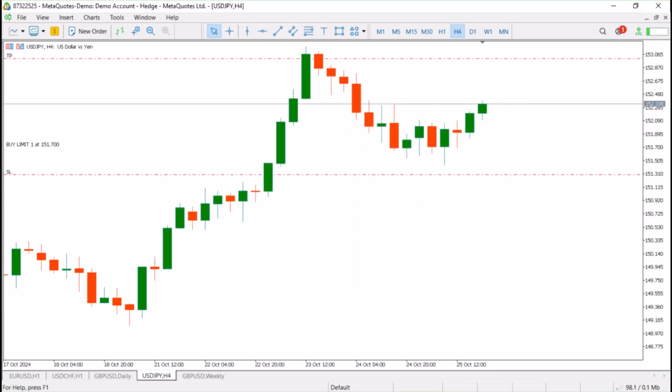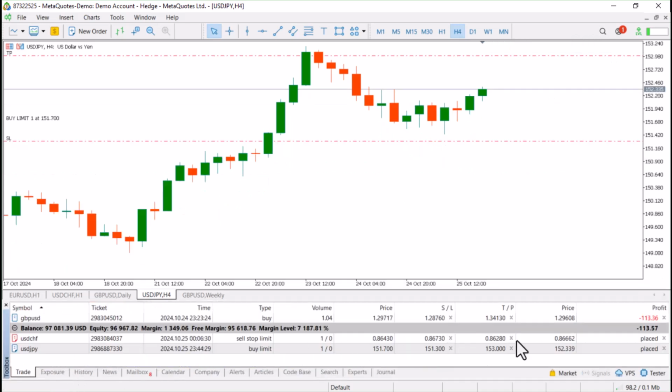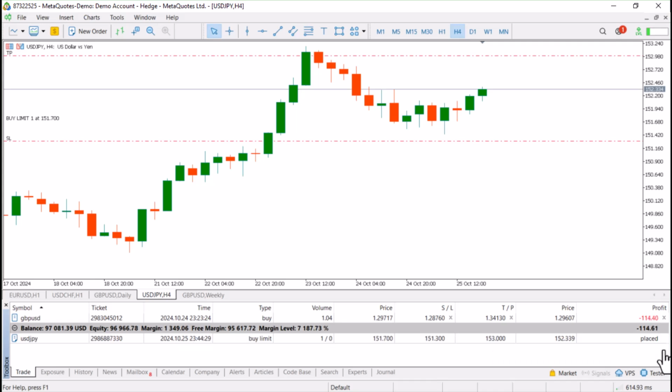Now let's take, for instance, let's clear off these orders right here on our price chart. These are pending orders. I can see the pending orders at the bottom. So let's clear everything off.